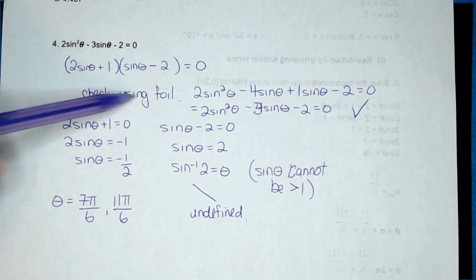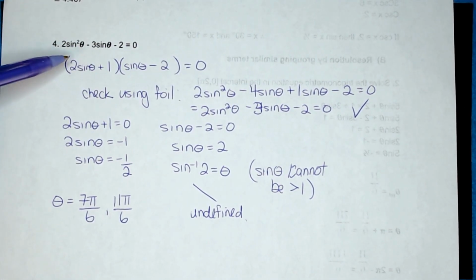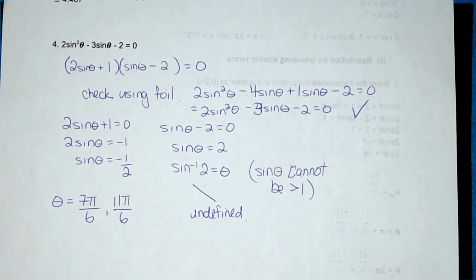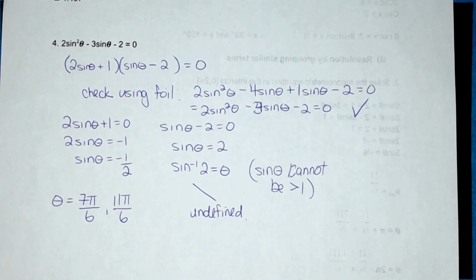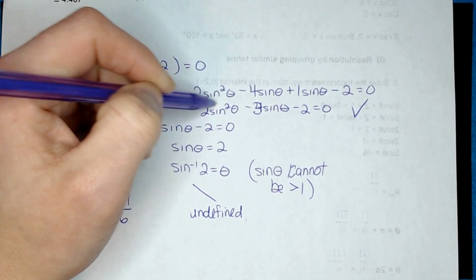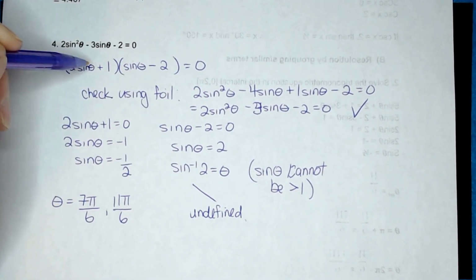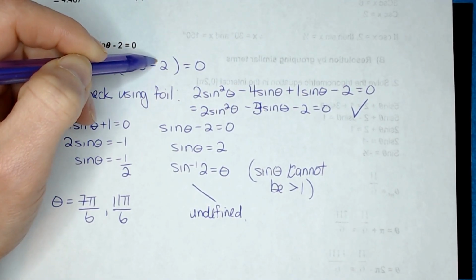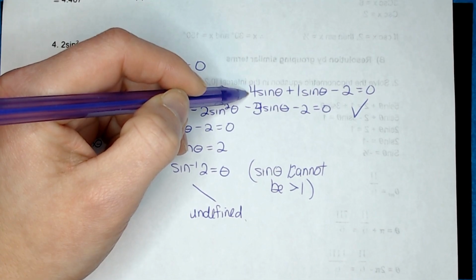So I'll just talk about what that looks like by using the check. Once we have our two factors, we can just multiply them out to see if we end up with what we started with. That's how we would know that we did it correctly. Now, you have 2 sine theta times sine theta. That will give you 2 sine squared theta. And then you have 2 sine theta times -2, which gives you -4 sine theta.